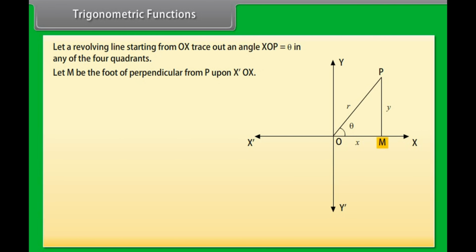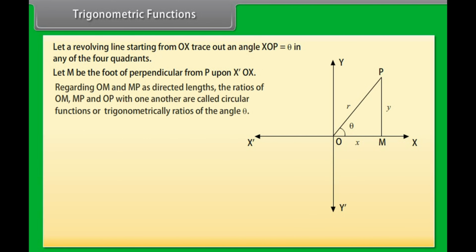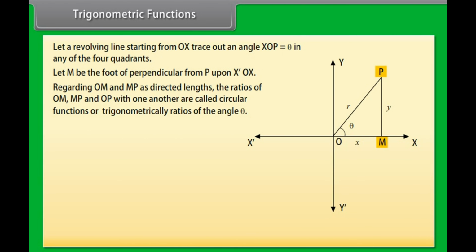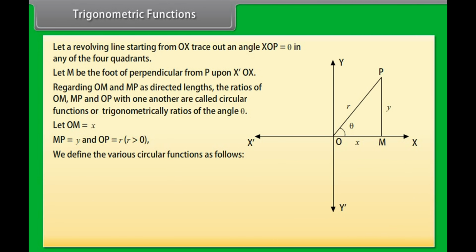Let M be the foot of perpendicular from P upon X'OX. Regarding OM and MP as directed lengths, the ratios of OM, MP and OP with one another are called circular functions or trigonometric ratios of the angle theta. Let OM is equal to x, MP is equal to y and OP is equal to r, r is greater than 0. We define the various circular functions as follows.